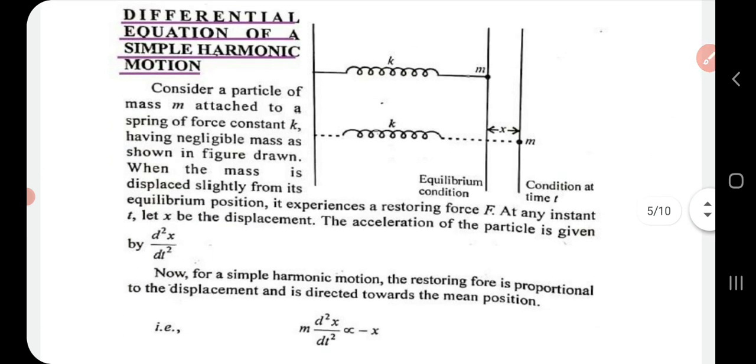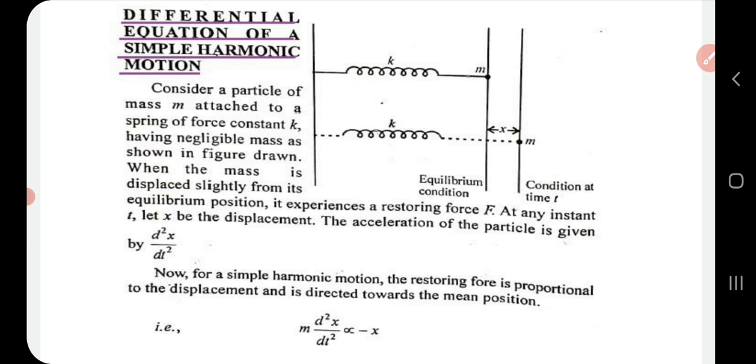Now another possible question: derive the differential equation for a simple harmonic motion. This is very simple. Consider a particle of mass m attached to a spring of force constant k. Suppose that the spring's mass is negligible, then you draw that figure. Now suppose that the mass is displaced from its equilibrium position, then as I already said, it will experience a restoring force. What does the restoring force do? It will try to bring the particle back to its equilibrium position, right?